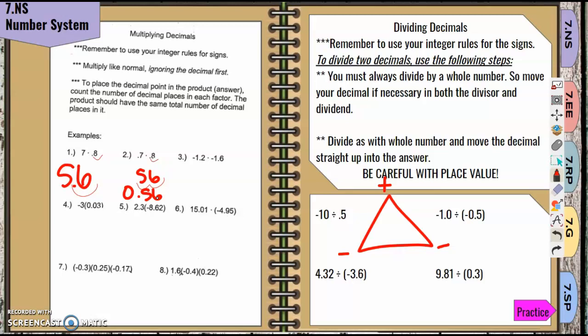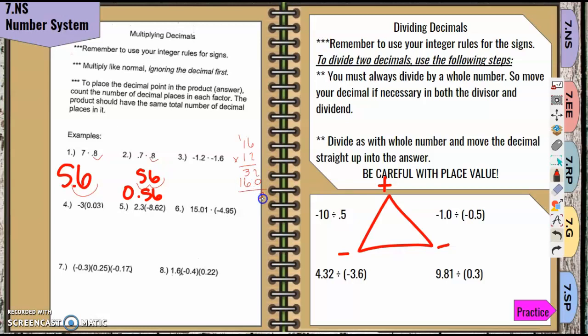All right, number 3, negative 1 2/10 times negative 1 6/10. A negative times a negative is a positive. So I'm going to multiply 16 times 12. 2 times 6 is 12. Carry the 1. 2 times 1 is 2, plus 1 is 3. Now I put a placeholder because I've already multiplied the 1's place. Now I'm going to multiply the 10's place. 1 times 6 is 6. 1 times 1 is 1. And now I add them up.